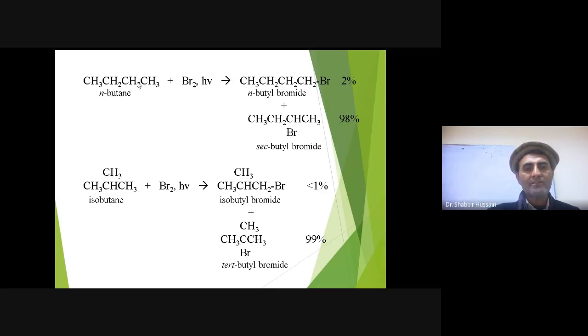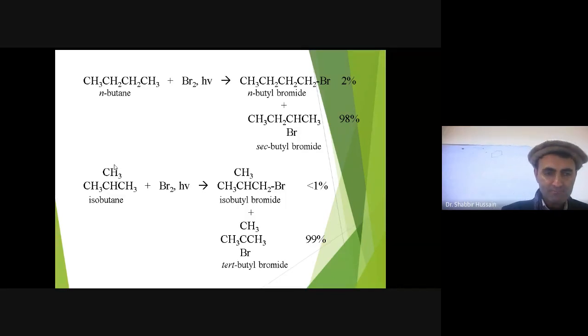Normal butane again reacts with, there are two types of carbon, one is primary carbon, terminal carbons are primary carbon, while the center carbons are called secondary carbon. So the free radical from the hydrogen of the center carbon will form easily, okay. The secondary free radical is more stable than the primary free radical. The product through the primary free radical will form very little, 2%, while the product with the secondary free radical will form very much, because secondary free radical is more stable than primary free radical, and you are getting 98% product.